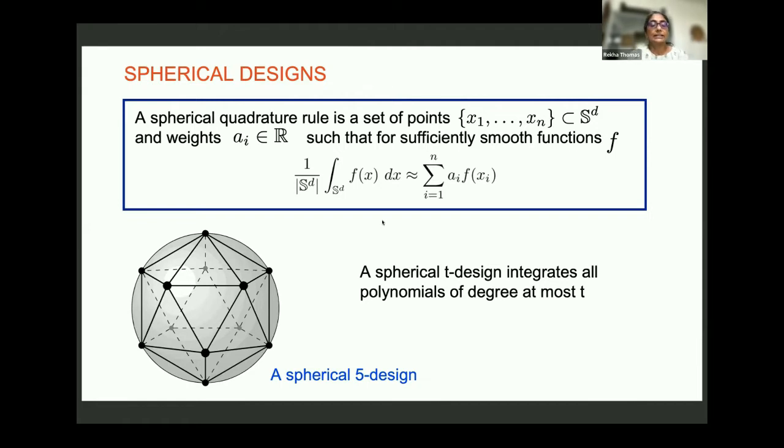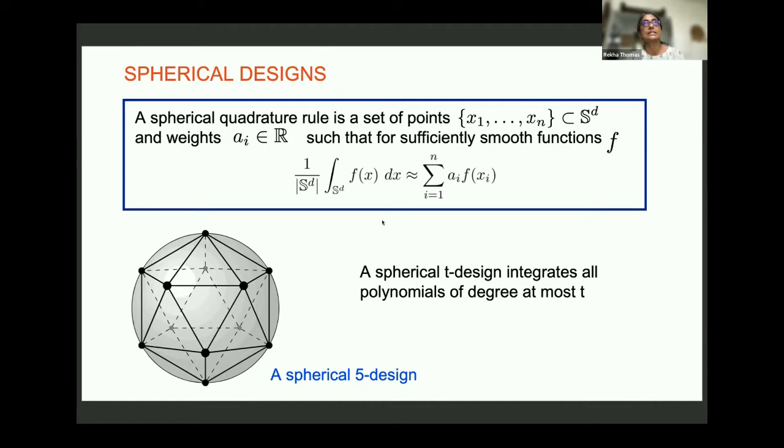Okay, so on the left here, you see a spherical 5-design. So this is a 5-design on the 2-sphere. So these are 12 points. They correspond to the vertices of a regular icosahedron that's inscribed inside the sphere. And here the weights are uniform because of the very high symmetry of the sphere. So if you integrate a polynomial of degree up to 5 on the whole sphere, integrating that is exactly the same as calculating the function values at these 12 points and then adding them up with weight 1. Okay. So this is the idea of a spherical design.